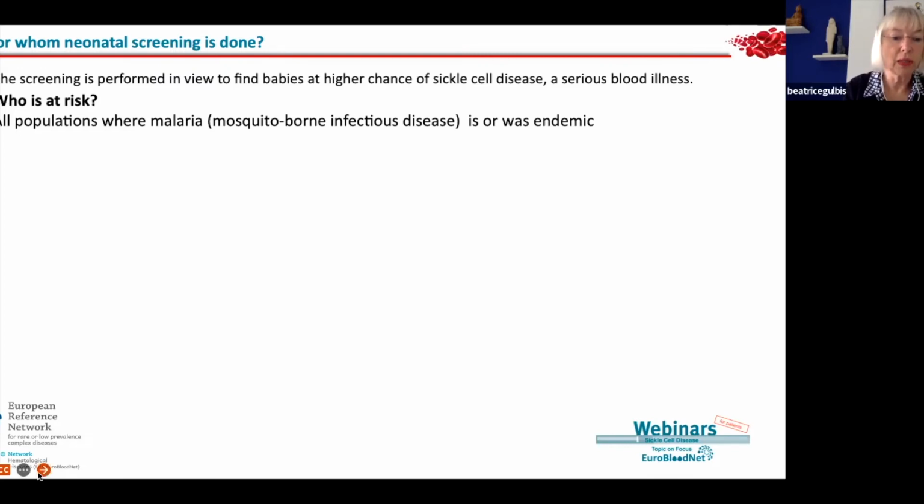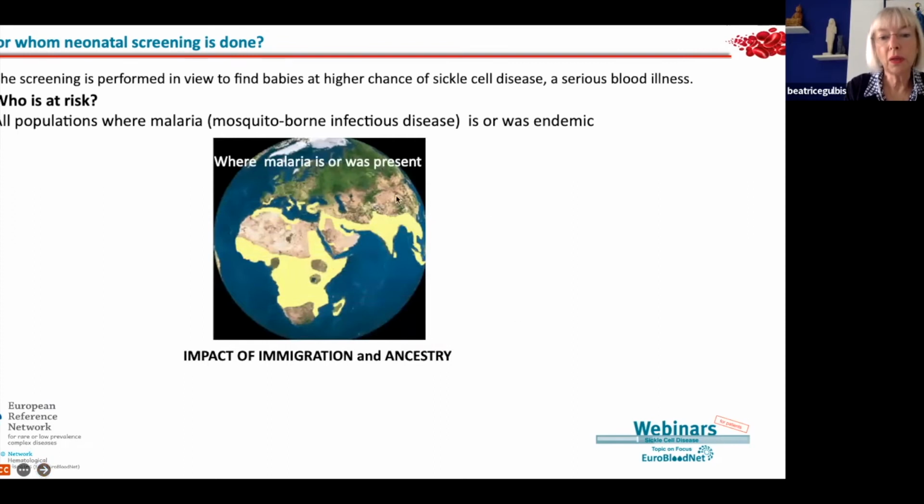So if you look at the map, you will see all the regions here in yellow are the regions where malaria is or was. So you know that in the Mediterranean Basin, if you go to Italy, you don't have to take a pill to fight against malaria, of course, but a long time ago, malaria was there. And for example, in Sicilia, where there was less migration, sickle cell disease was really very well studied.